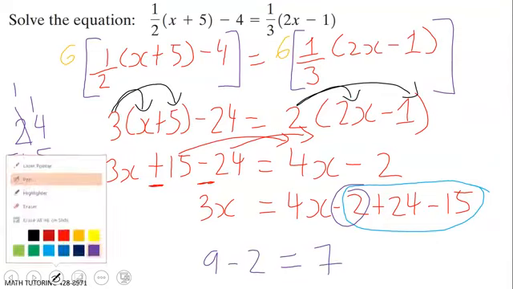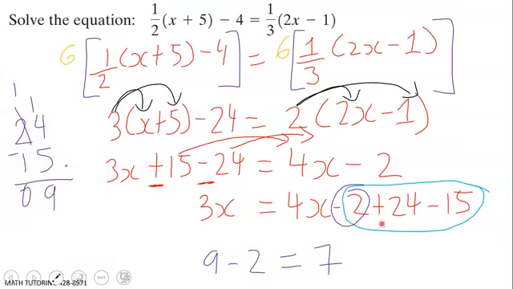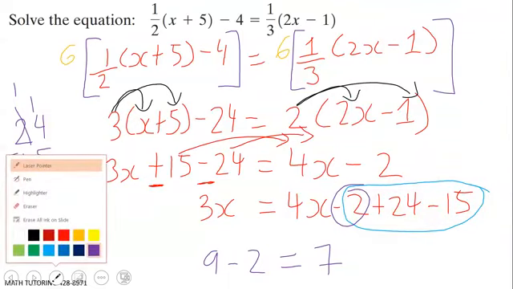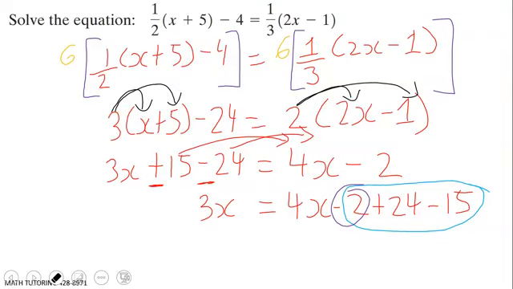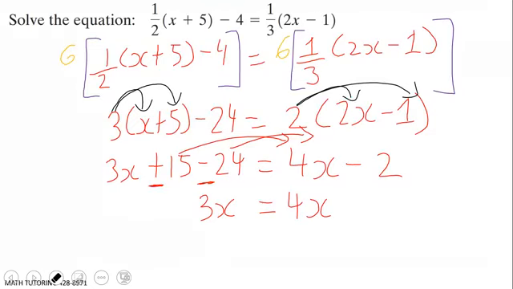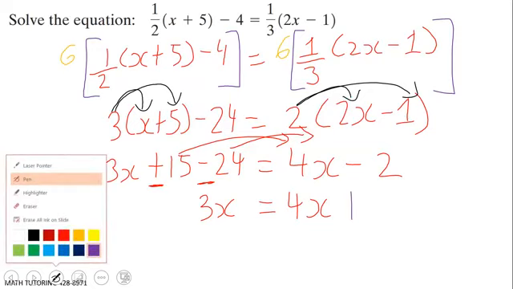So this whole expression here, you can put in your calculator if you want. You could say negative 2 plus 24 minus 15. But it'll give you 7, right? So let's indicate that here. I'm gonna erase it because I'm running out of space. So it's going to be plus 7.